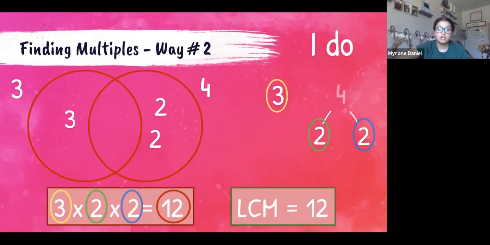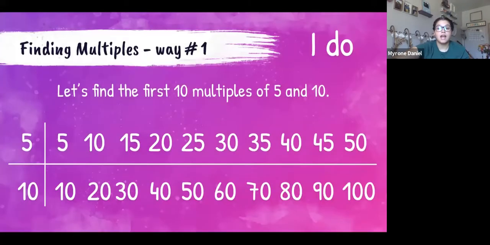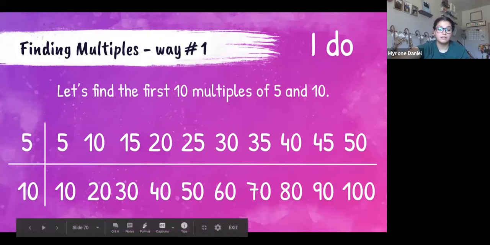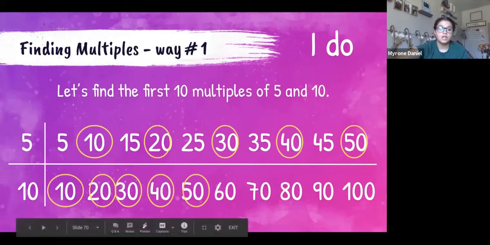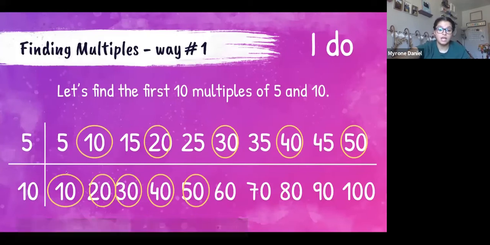Okay, so I'm going to show you another way. Well, it's the same way. I'm just going to show you another problem, and it's an I do. I've already done the first 10 multiples. So now that we look at this, I found the first 10 multiples of 5 and the first 10 multiples of 10. Now I'm looking at these numbers, and they have a lot of numbers in common. We have 10, 20, 30, 40, and 50. Those are common multiples between these two numbers, 5 and 10.